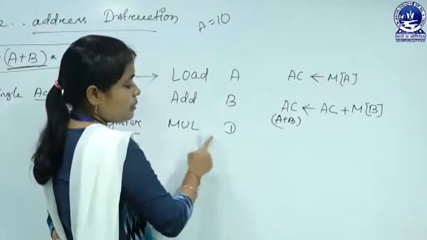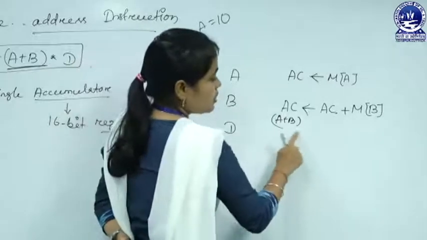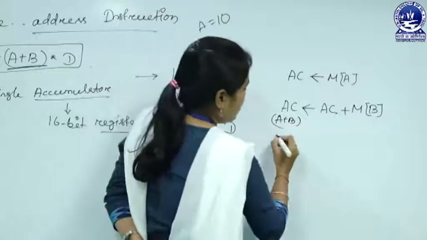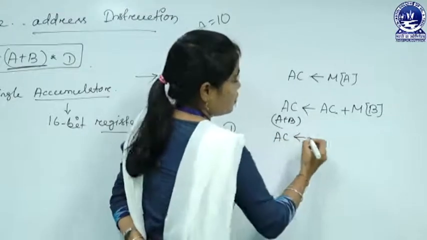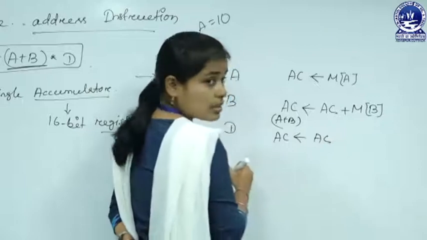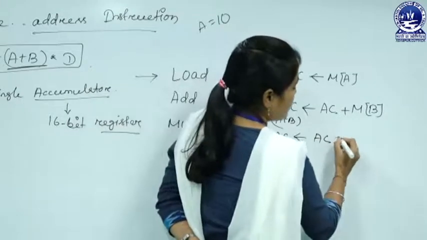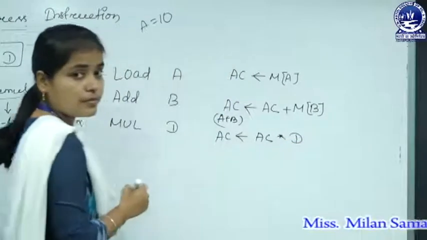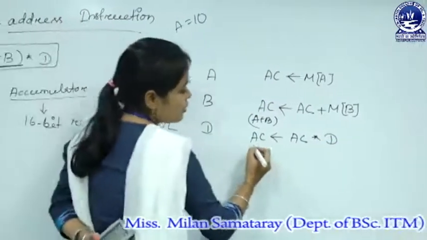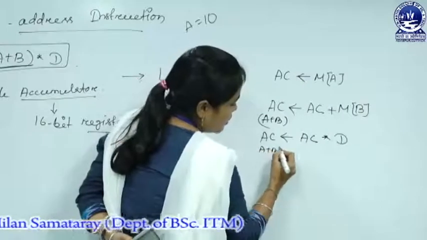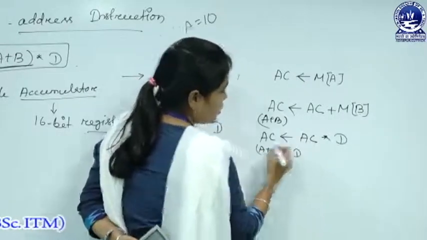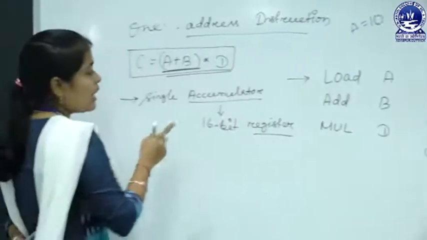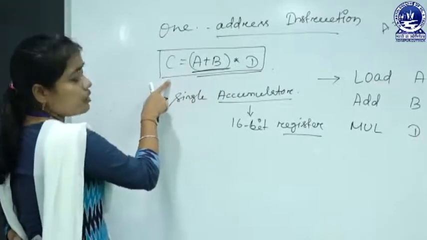So we have to multiply the value of D with the result A plus B, which is already stored in the accumulator. So now the accumulator stores the previous content multiplied by D. So now the accumulator stores A plus B into D. This part is completed. Now the result we have to store in C.